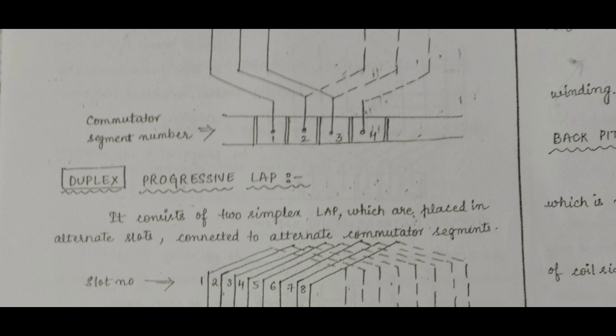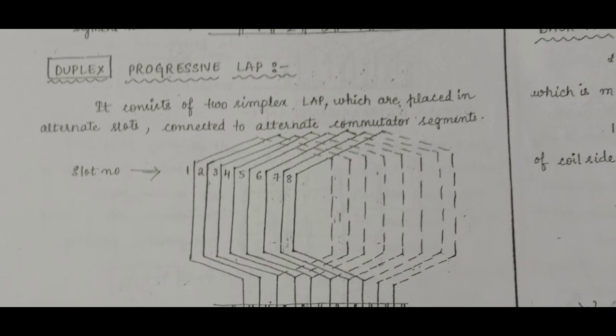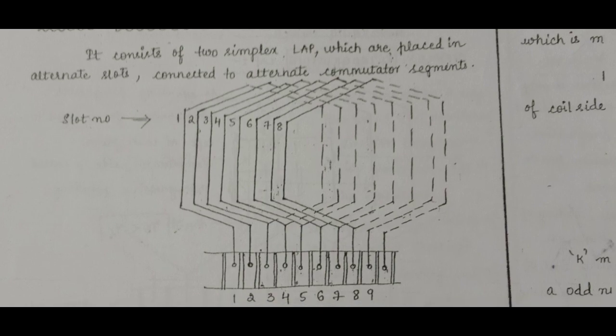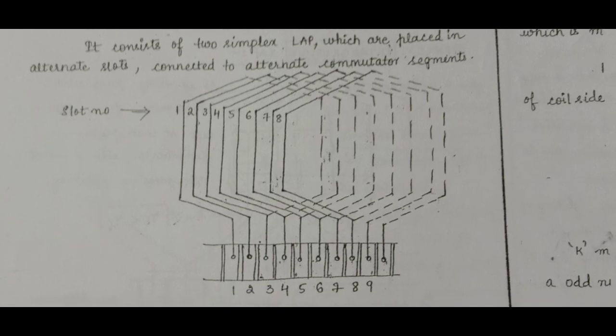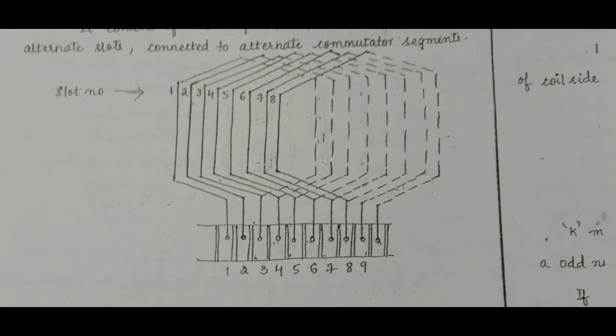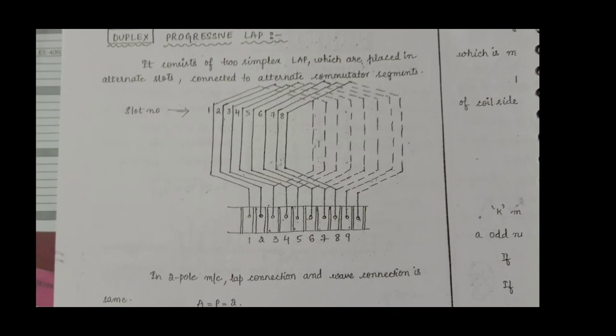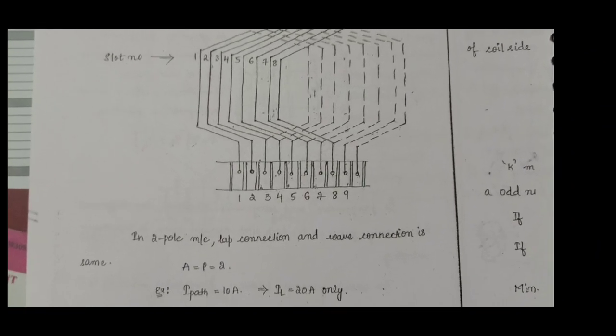Duplex progressive lap winding. It consists of two simplex laps which are placed in alternate slots and connected to alternate commutator segments. Slot number 1, 2, 3, 4. You can see that in the figure. So this is a duplex progressive lap winding.